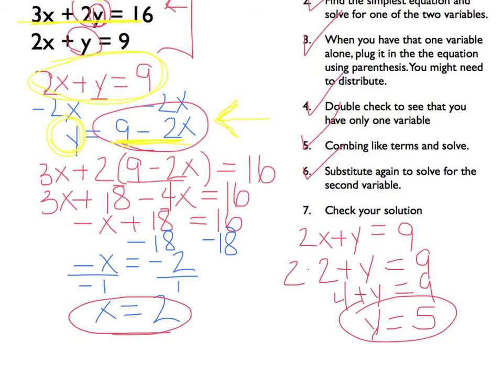Let's just double check to make sure that that works. So I'm going to go back to this original one. 2 times x is 4. 4 plus 5, does that equal 9? Yes, it does. So I know my answers are correct. And I'm going to write my answer as an xy solution. So the solution here would be 2, 5.